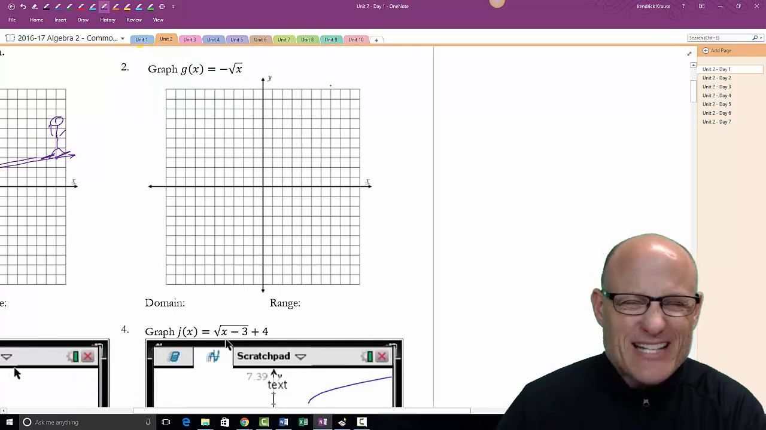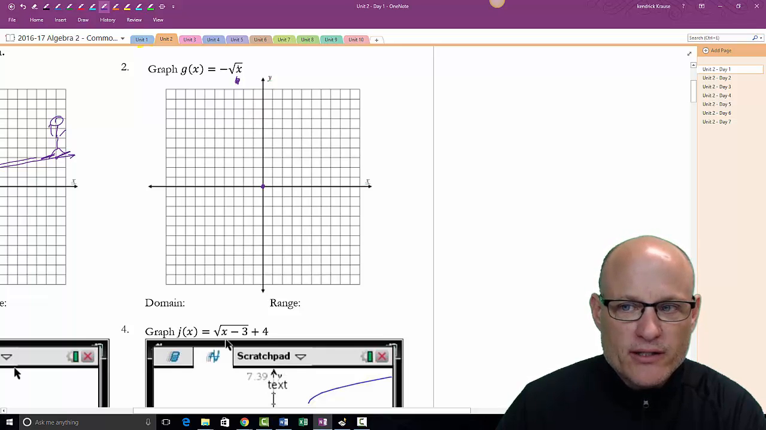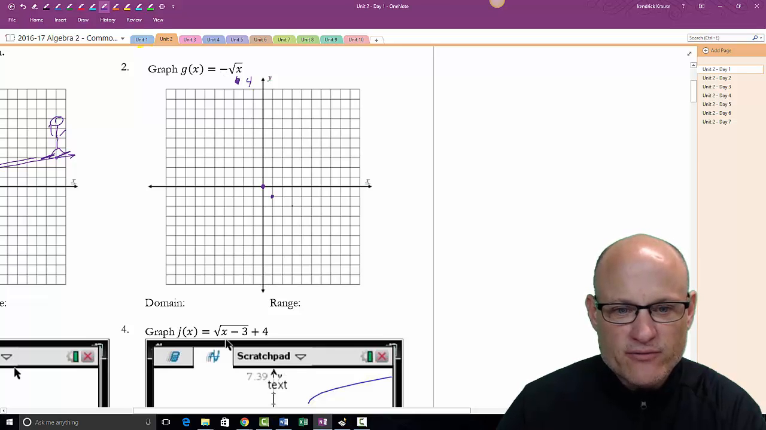So anyway, what's going to happen if we put the negative in front? Well, let's say we plug in 0. The square root of 0 is 0, and it's still 0. But what happens if I plug a 1 in? The square root of 1 is 1, and then I take a negative. Oh, it's negative 1. And when I put in a 4, the square root of 4 is 2, and then negative 2. And the same thing with 9.